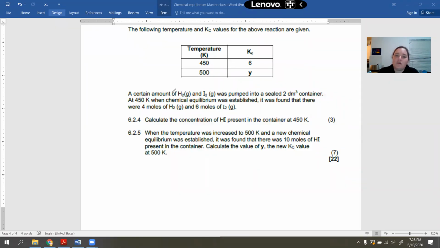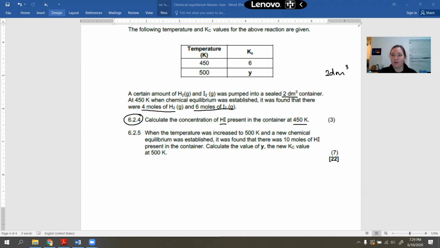You are told that a certain amount of hydrogen and iodine were pumped into a sealed 2 decimeter cubed container. At 400 Kelvin, when chemical equilibrium is established, it was found that there were 4 moles of hydrogen and 6 moles of iodine present. First question, which hopefully should go relatively quickly for you, is to calculate the concentration of HI present in the container at 450 degrees Kelvin.